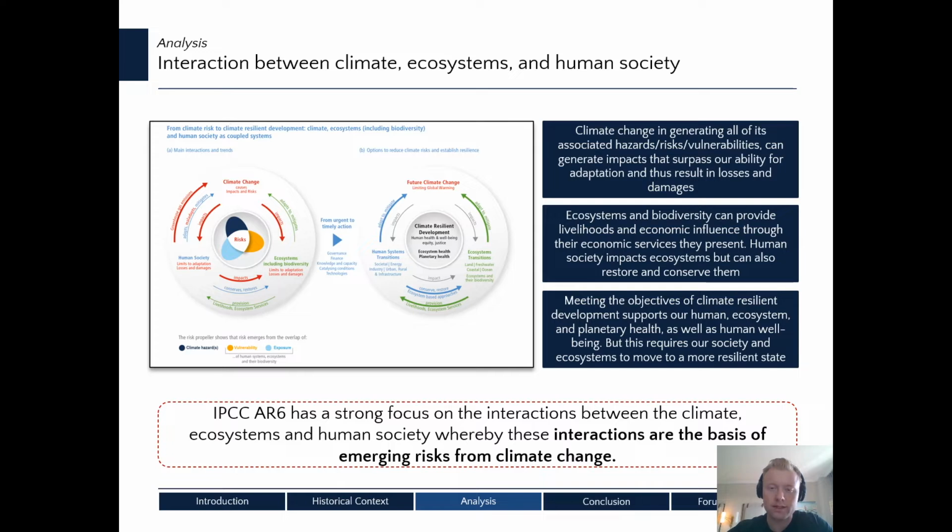So the first thing it's trying to tell us is that climate change, in generating all of its associated hazards, risks, and vulnerabilities, can generate impacts that surpass our ability to effectively adapt, and hence they result in economic losses and damages to our economies. The second thing is climate change does not only cause global warming, it also causes biodiversity loss, unsustainable consumption of natural resources, land and ecosystem degradation, human demographic shifts, socioeconomic inequalities, and more.